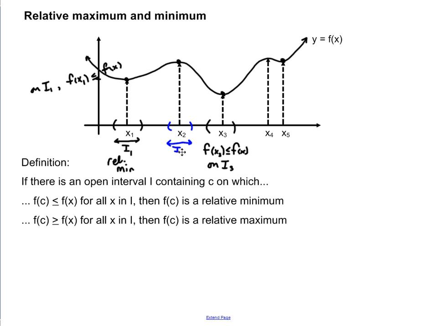On that small interval I2, we would see that the value of f of x2, the value of y at the point x2, is greater than or equal to the other values of f of x in the vicinity of that point. Our other relative maximum is found here at x4. So we would call that a relative maximum in that same regard. So when we have a picture of the graph, we can actually tell a lot of information about relative maximums and minimums of the function.